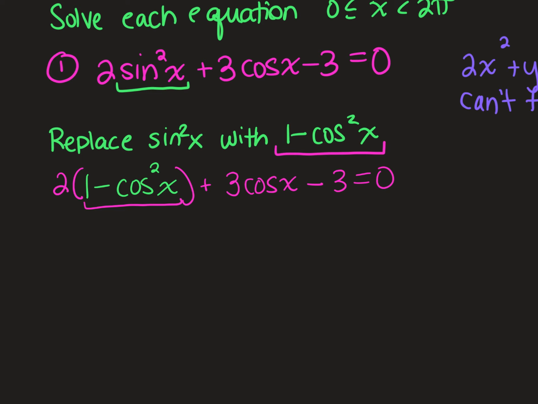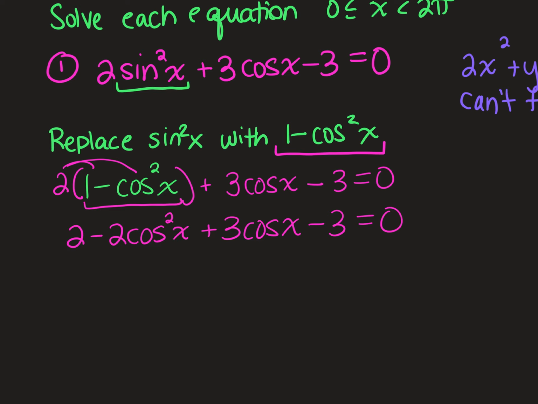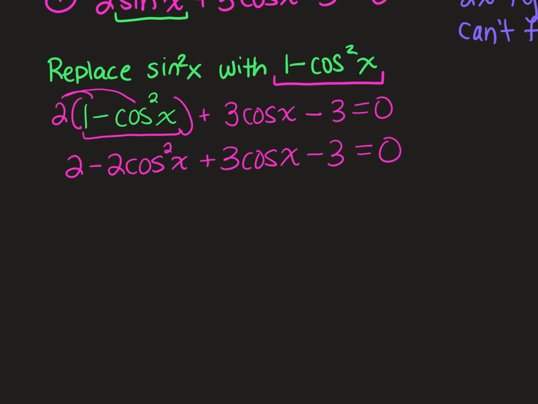It's probably not super easy to factor yet because it's kind of in a weird form. So I'm going to clean it up a little bit. First thing I'm going to do is distribute that 2. I need to get rid of the parentheses if I want to actually factor it. So 2 minus 2 cosine squared plus 3 cosine of x minus 3 equals 0. It's probably still not in a really great form to factor. So why don't we combine some like terms? I see I have 2 minus 3. I can combine those, but that's the only thing I can combine.